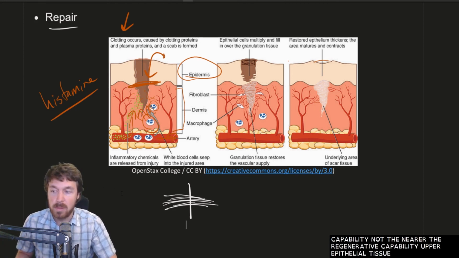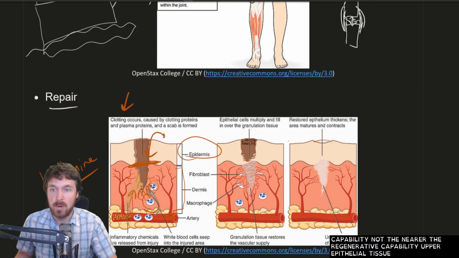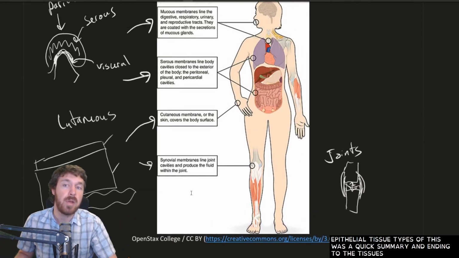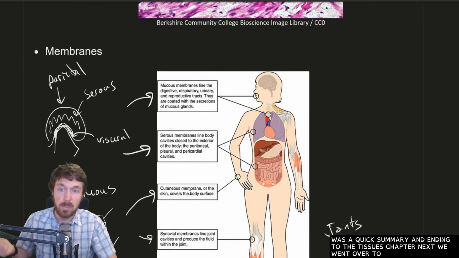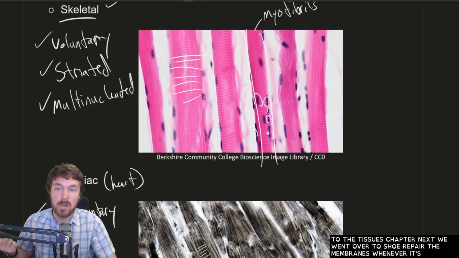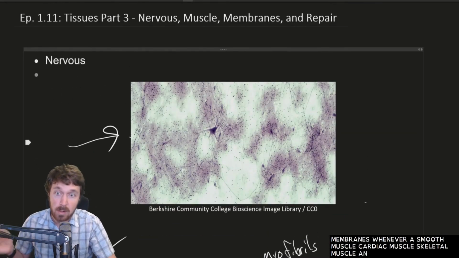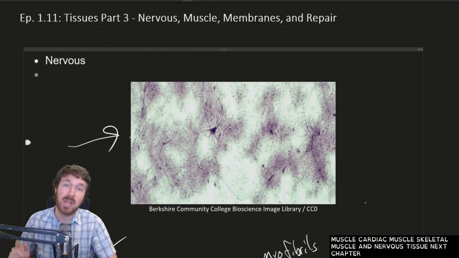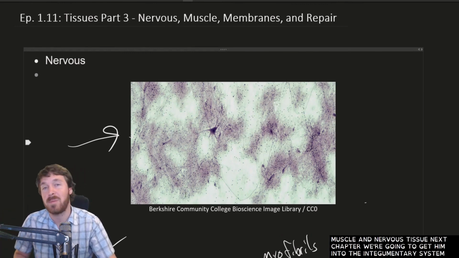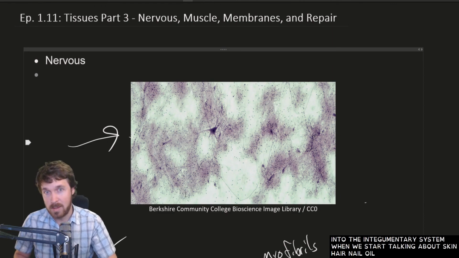All right, so this was a quick and dirty summary and ending to the tissues chapter. We went over tissue repair, the membranes, smooth muscle, cardiac muscle, skeletal muscle, and nervous tissue. Next chapter, we're going to be getting into the integumentary system, where we start talking about skin, hair, nail, oil glands, and sweat glands.